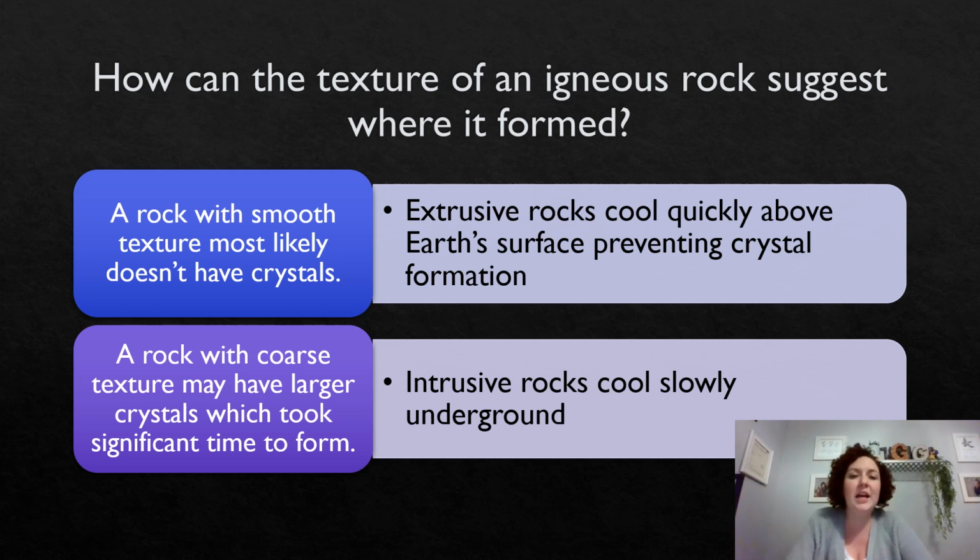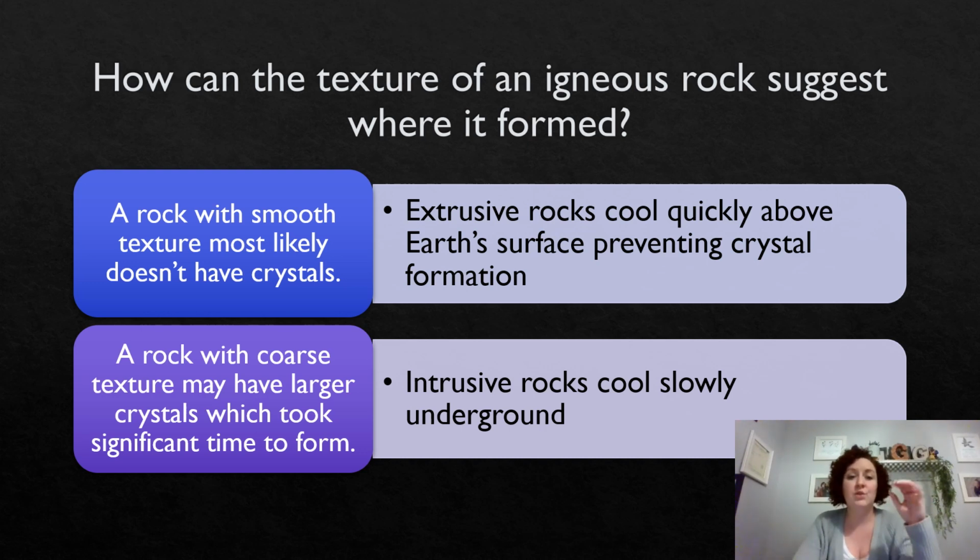So how can the texture of an igneous rock suggest where it's formed? If I were to lay out 6 different examples of igneous rocks, you should be able to tell me, or maybe not tell me, but make an educated guess, just by a quick look, as to whether it's an intrusive igneous rock or an extrusive igneous rock, based off of how they look and feel.